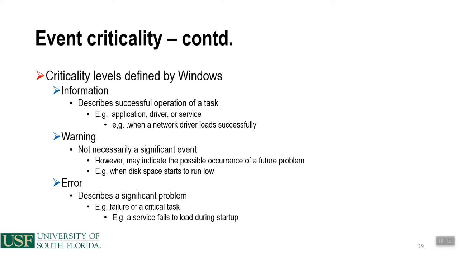Information describes a successful operation of a task, application, driver, or service, for example when a network driver loads successfully. A warning is not necessarily a significant event, but it may indicate the possible occurrence of a future problem, for example when disk space starts to get low. An error indicates a significant problem, so failure of a critical task, for example a service fails to load during startup. Now, this is general and it's focused on Windows machines, but every organization may have a different level of criticality associated with the events on their networks.